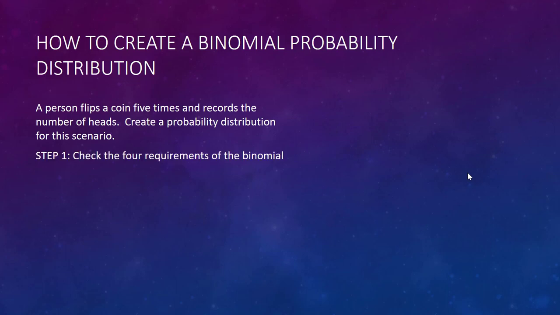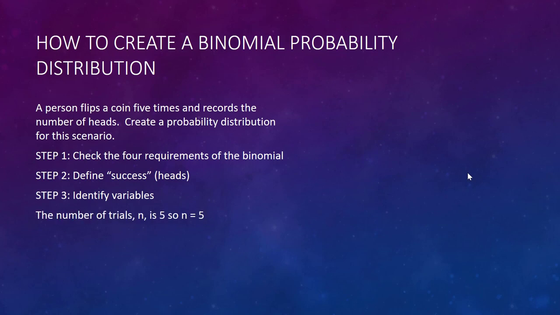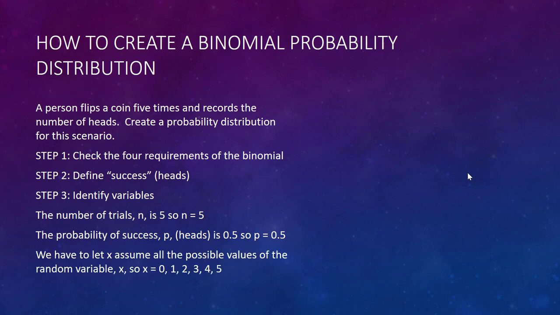So just as always, we want to always check the 4 requirements of the binomial. Then we want to define success. In this case, we're calling the coin landing on heads, we're calling that success. And then we want to go through and identify our variables. So the number of trials is 5 because we're flipping the coin 5 times. The probability of success is 0.5. We're going to assume that this is a fair coin, so it has a 50-50 chance of landing on heads or tails. And then this is where things get a little bit different from the problems that we've been doing.